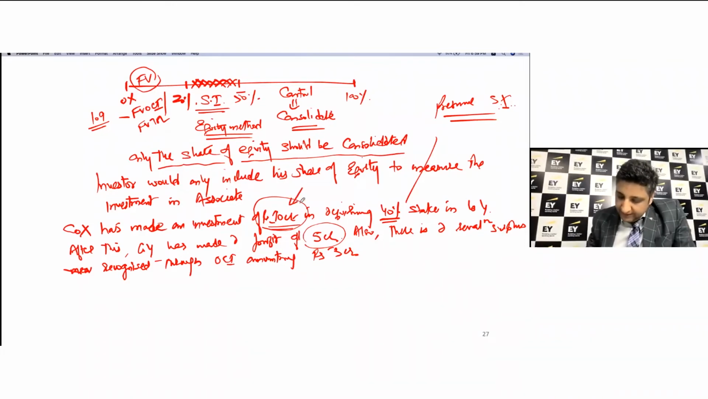So the 10 crore is the initial investment. The other company, Y, has made a profit of 5 crores. After that, 40% was acquired by company X. And also, there's a revaluation gain or surplus, which is recognized by company Y. That could be possible. So how do you look at this entire structure, and how should company X account for this particular amount or the investment?